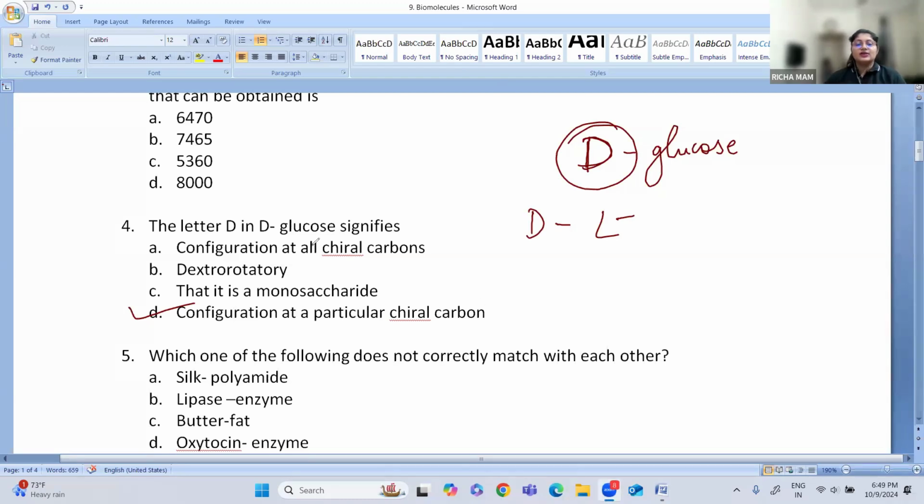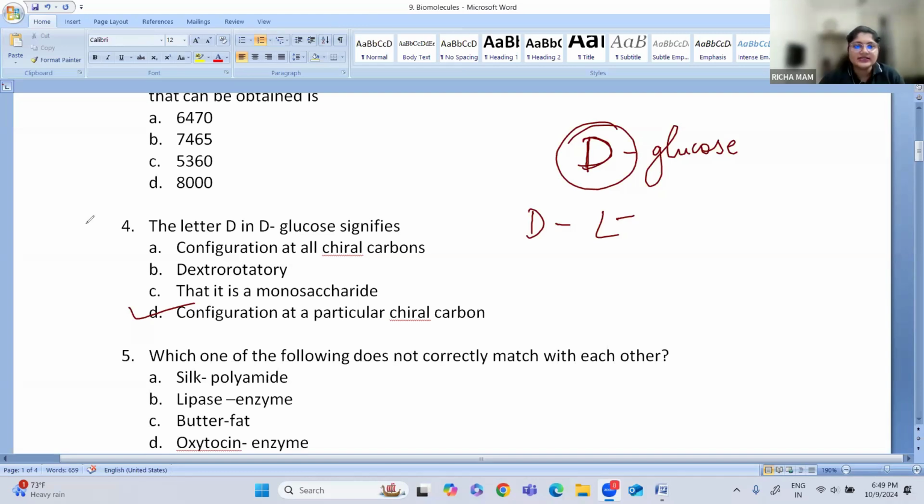So the D in D-glucose signifies the configuration of a particular chiral carbon. Not only D, but the D and L forms. When you are studying sugar chemistry, it signifies the chirality of a particular chiral carbon.